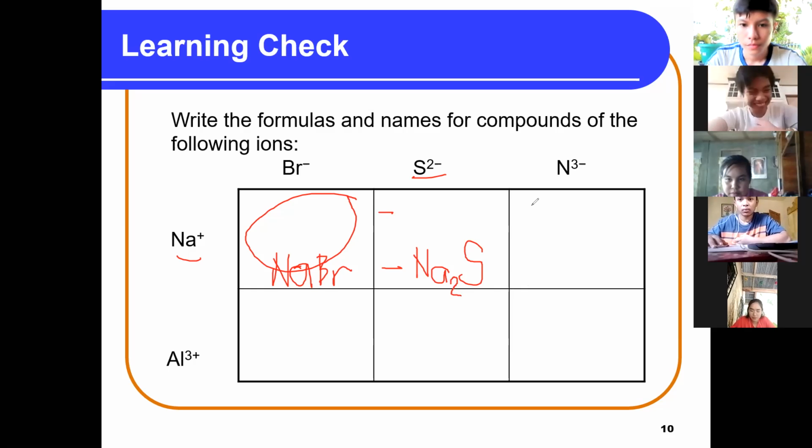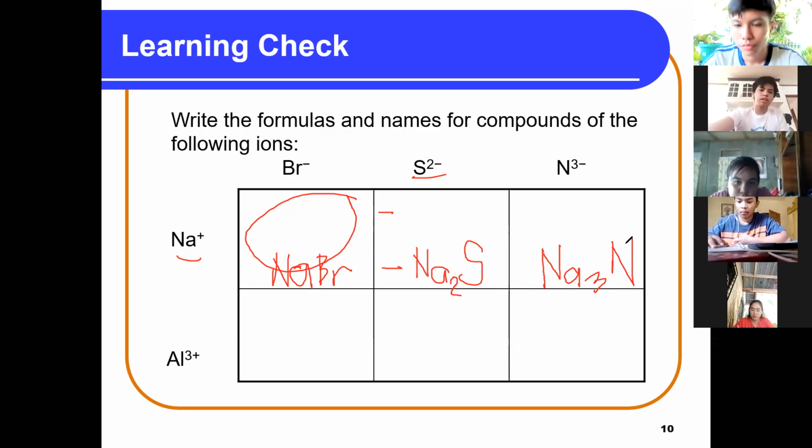My goodness. Let's proceed with Na and N3. Rafael, this time, I'll ask you to answer this one. Give me the formula first. So you have Na and N. And then what's the name? Sodium nitroside. Sodium nitride. Nitride. Do not have it as nitroside. Nitride is the name. Sodium nitride.